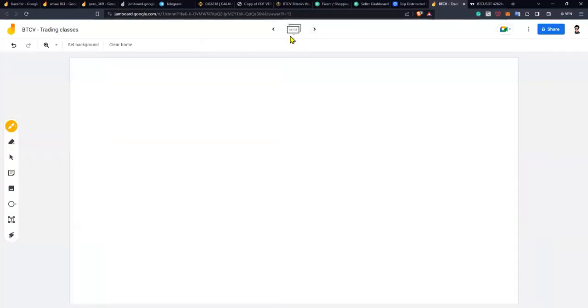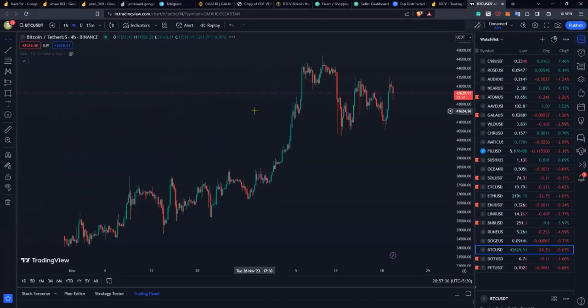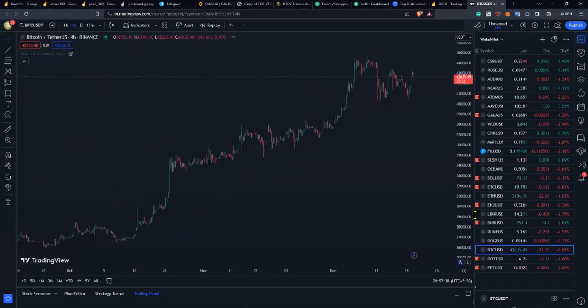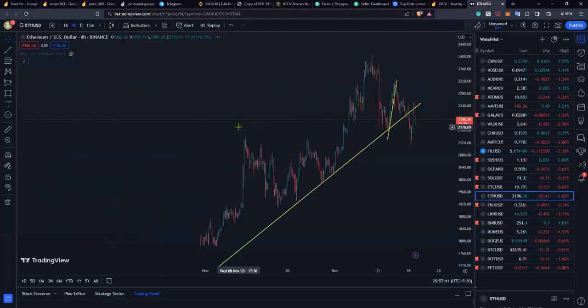So yeah, now let's try to draw some trend lines. We have discussed it, and we now know how to draw them. And what is a trend line? So let's try to draw some.